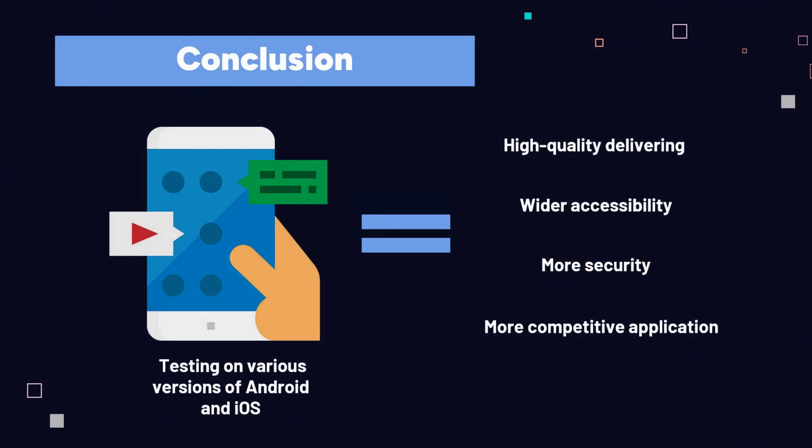In summary, testing on various versions of Android and iOS is essential to deliver a high-quality, widely accessible, and secure product, and to ensure that your software remains competitive in the mobile app market.